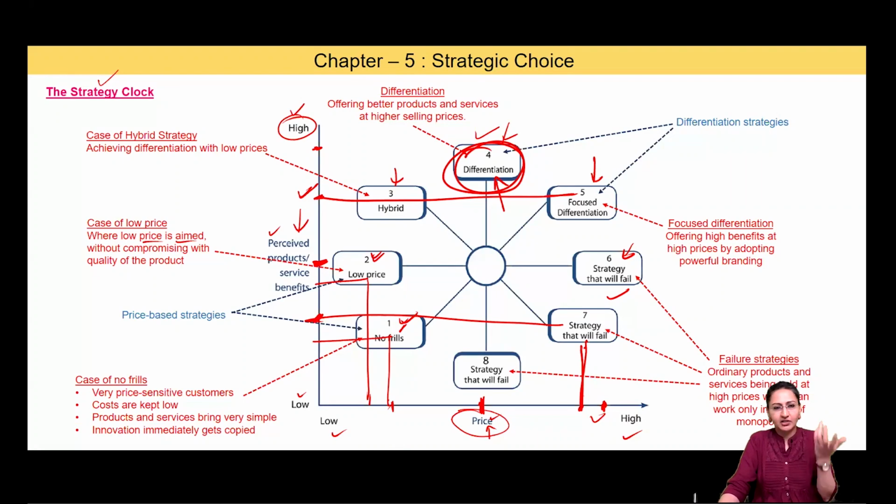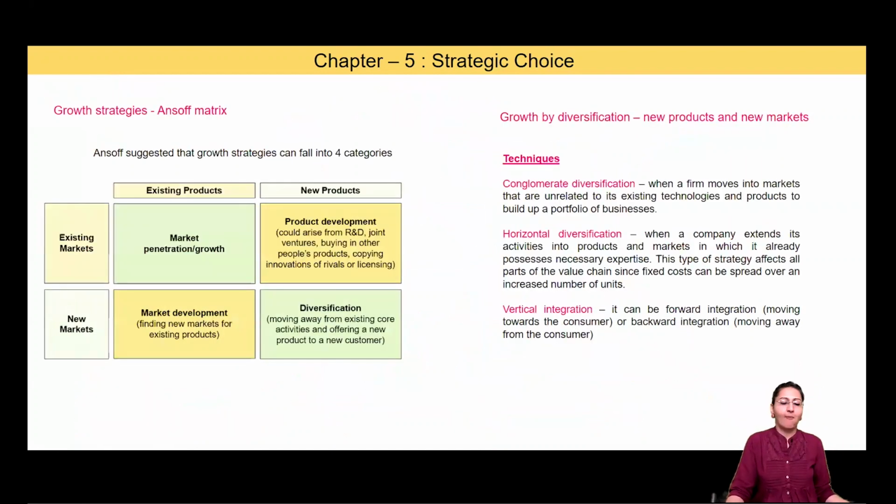Be it cost leadership, you have to go. These are cost leadership. Then you need to go into differentiation, or you need to go into branding, niche market, or focusing. So decide based on where your product falls, and then decide what you need to do as a strategy to gain competitive advantage. Now, the business wants to grow.